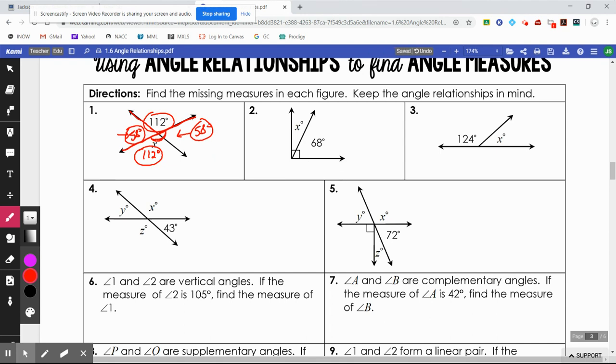Number two here, you have a 90-degree angle. Since this is a 68, we know the whole thing is 90, so those two angles here would have to add up to 90. So we simply take 90 minus 68, and that leaves us with a 22-degree angle there. Two angles that form a straight line are known as supplementary angles. So therefore, we know that these two angles would have to add up to 180 since they are supplementary. So take 124 from 180, and it leaves you with a 56-degree angle.